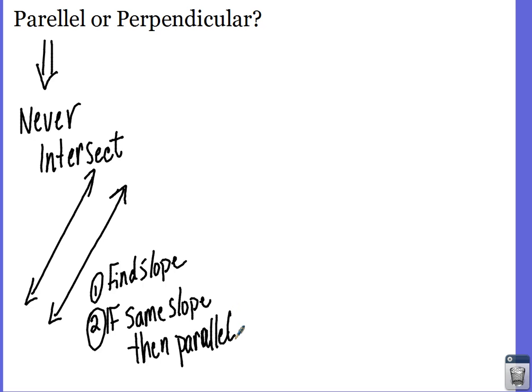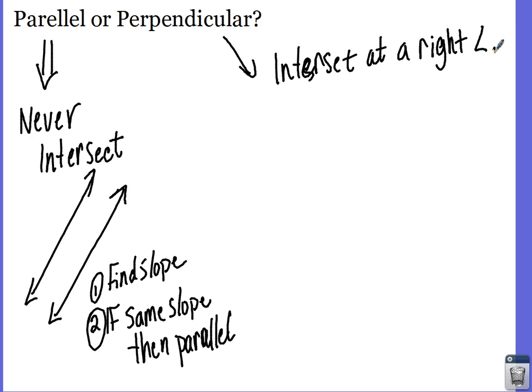Okay. For perpendicular, remember, these are two lines that intersect at a right angle. Okay. So in other words, they're going to look like this. Two lines that intersect to form a right angle. And the best way to determine these again is to find the slope.